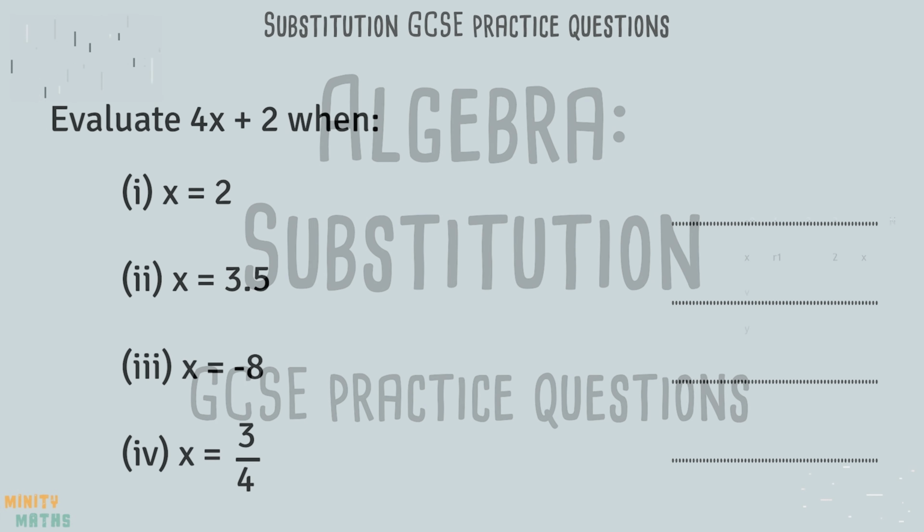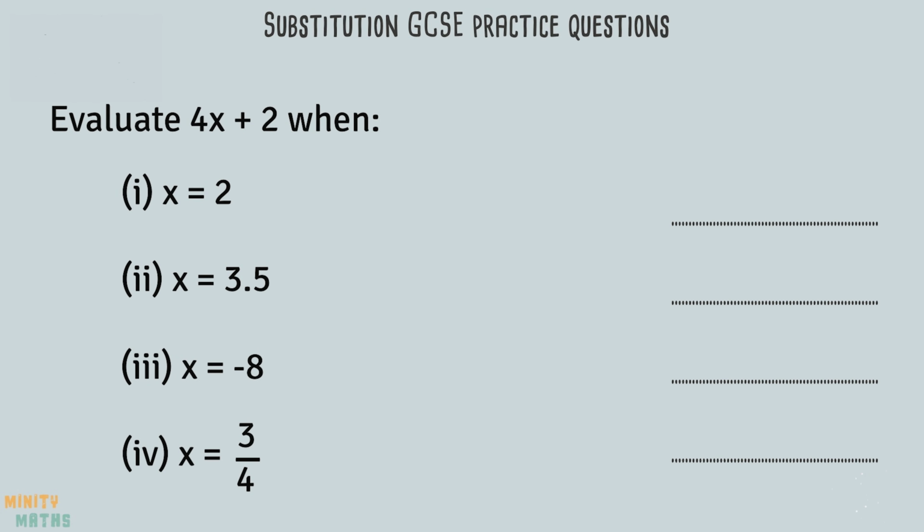This first question asks us to evaluate the expression 4x plus 2, using different values for x. For part 1, we need to replace the variable x with 2 in the expression. We can then calculate the multiplication part of the question first. This leaves us with 8 plus 2. Therefore, the expression evaluates to 10. We do the same process for each of the other values, replacing x with the value in the question. Then, performing the multiplication followed by the addition.